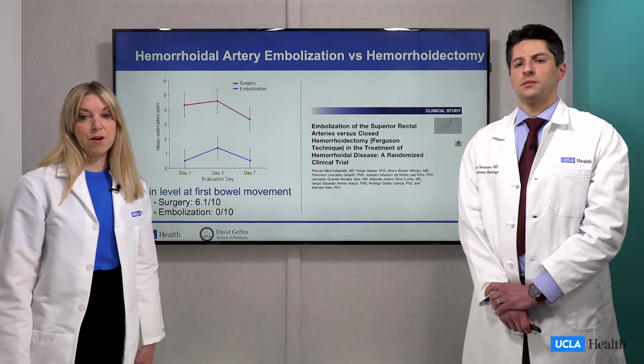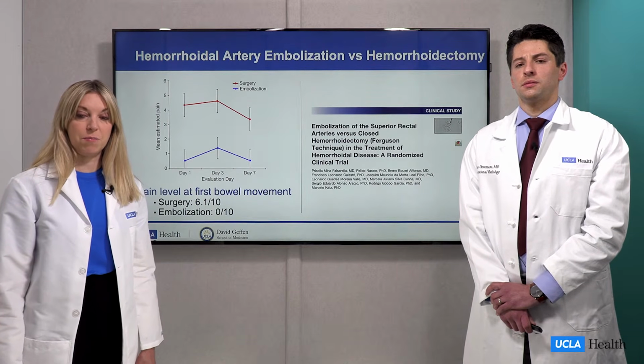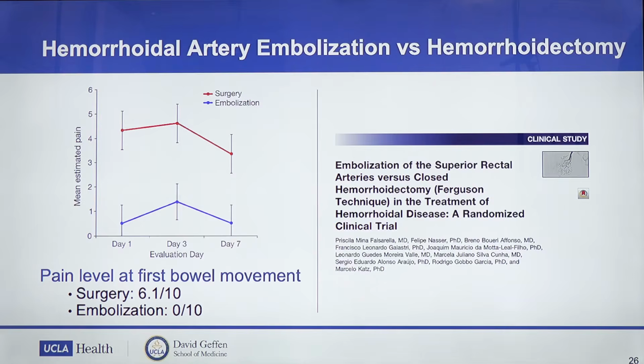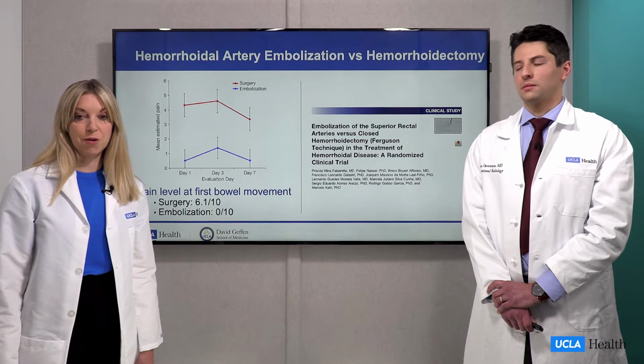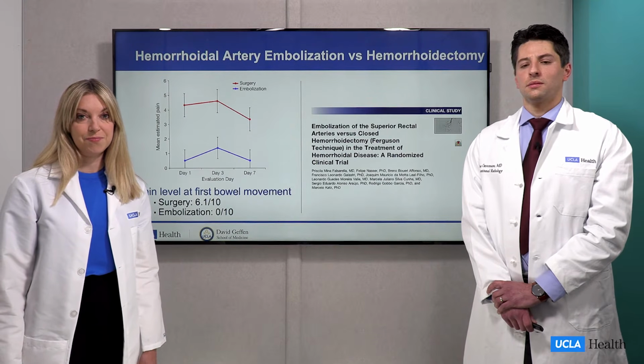This chart depicts pain over time after the first week of the treatments. You can see that the pain in the surgical group is represented here by the red line, and that it was significantly higher over this week than the post-procedural pain in the embolization group. In fact, the pain at the first bowel movement was on average a level of 6.1 out of 10 after the surgery compared to 0 out of 10 following the embolization.